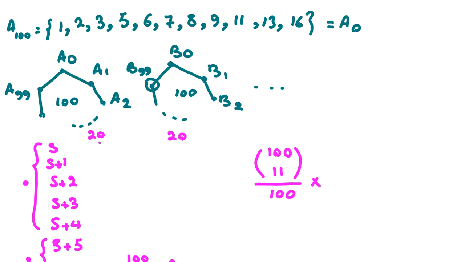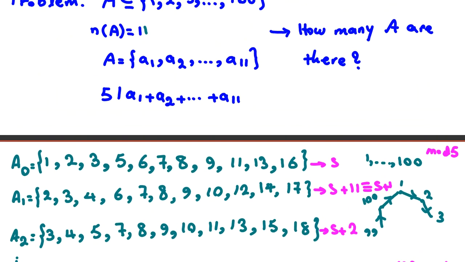Each cycle has how many good elements or good subsets? 20. So you should multiply by 20. Each cycle has 20 good members, so the number of cycles times 20 is the answer. And if you simplify, it will be 100 choose 11 over 5. So 1/5 of them are good.